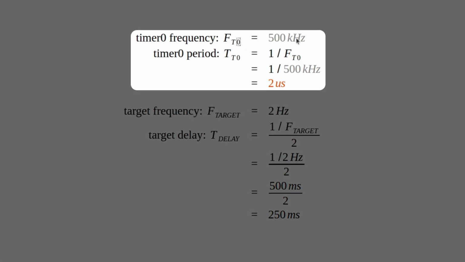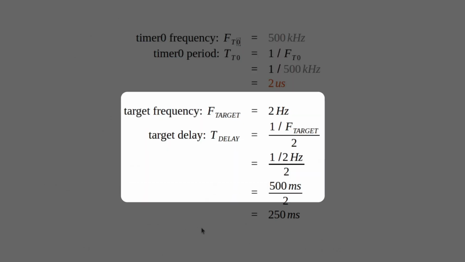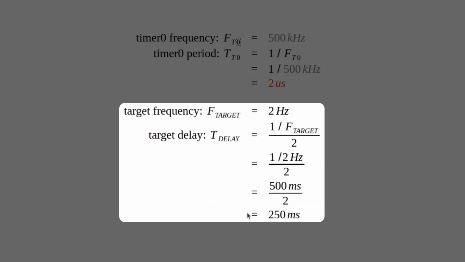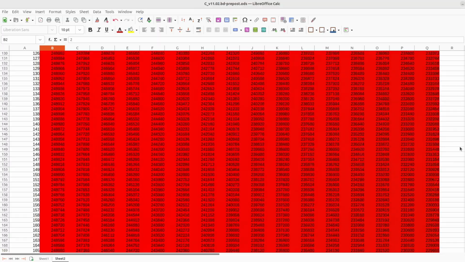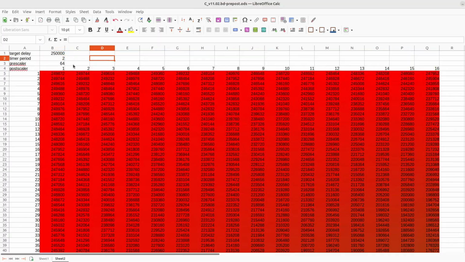Now that we know our input frequency is 500 kilohertz, our input period is 2 microseconds. We still have our target delay of 250 milliseconds, so we can adjust our spreadsheet to reflect our new value. And as you might imagine, with the faster clock speed, we're seeing a whole lot of red. We don't start seeing green until much later in the prescaler range.